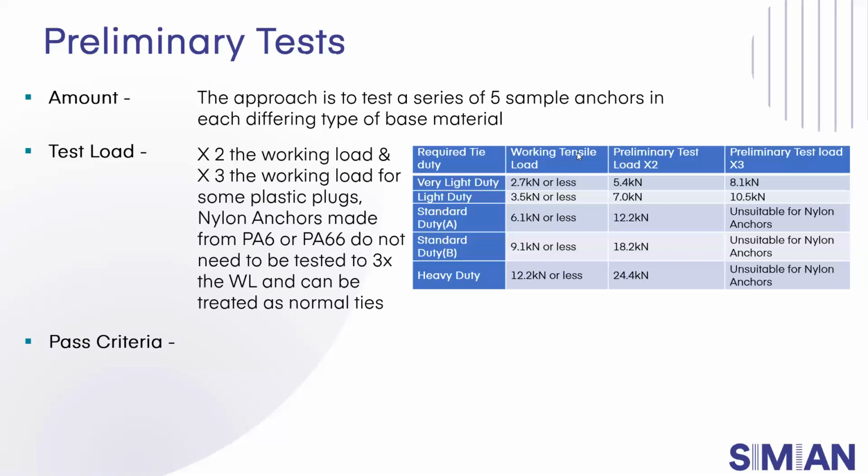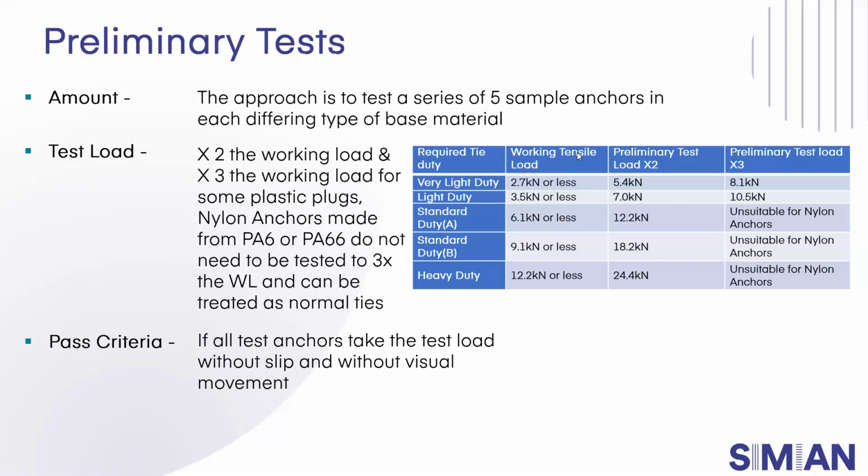Okay, so there's a test load. What do we need to do to get them to pass? What's the criteria? Essentially, if all test anchors take the test load without slip and without any visual movement, and they hold the load that's been applied on the dial on your pull testing machine, that's good. That essentially means that they've passed that preliminary test.